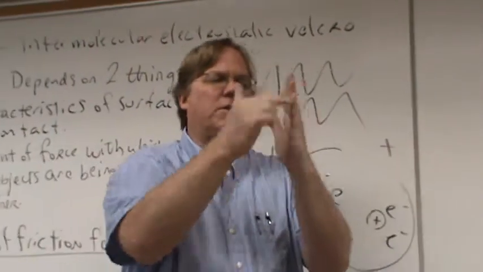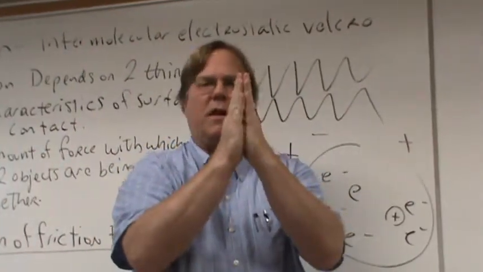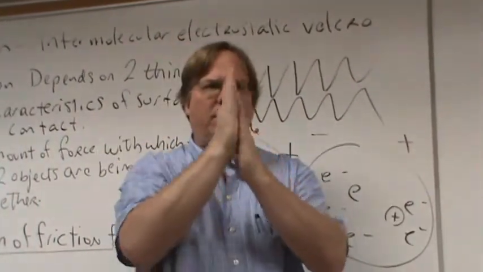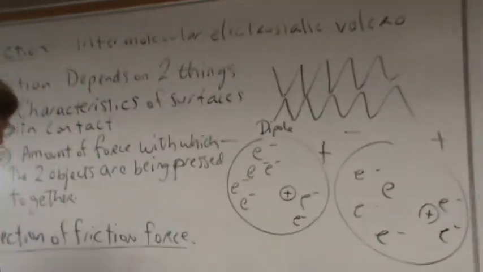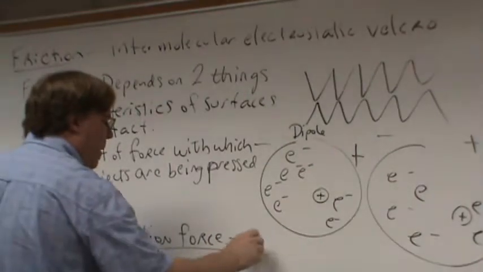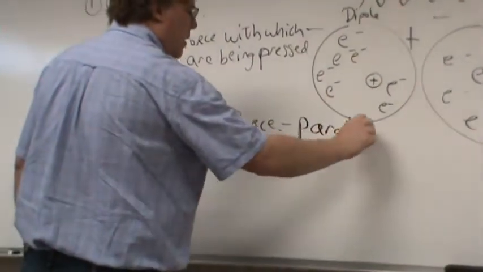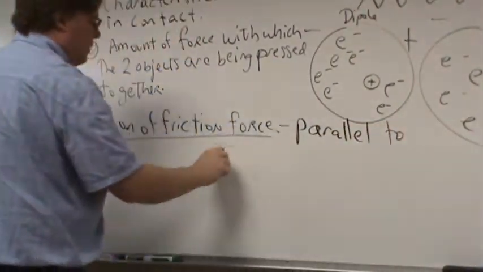So that's how friction force is different from, let's say, normal force. When I have two objects pressed together, normal force is perpendicular to the surfaces in contact, but friction force is going to be parallel to the surfaces in contact. And so that's something you should know. Direction of friction force: parallel to the surfaces in contact.